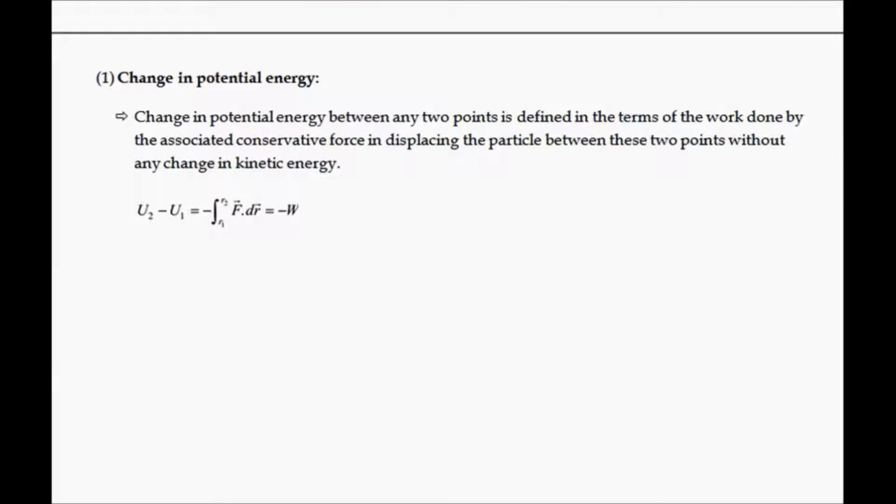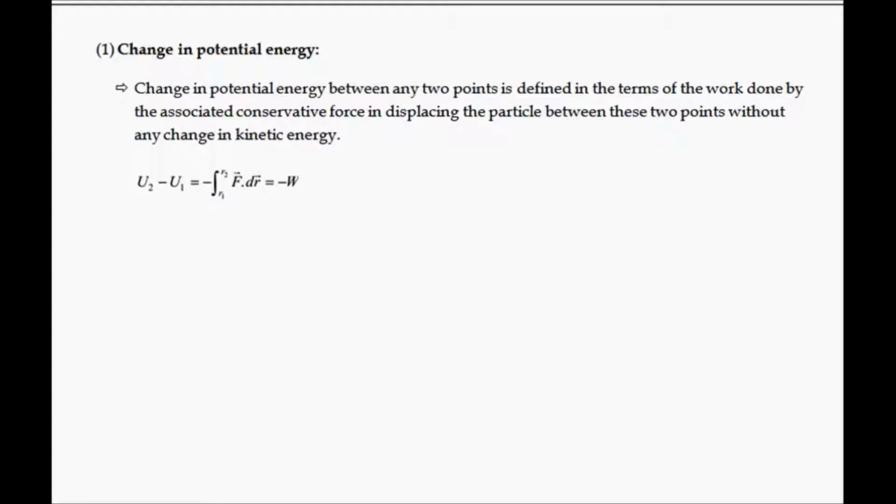Now, what is this change in potential energy? The change in potential energy between two points is defined in terms of the work done by the associated conservative force in displacing the particle between these two points without any change in kinetic energy. Consider this body which is at some height h, and this body will move in the downward direction. The gravity, or the conservative force mg, acts in the downward direction and just moves the body downward.